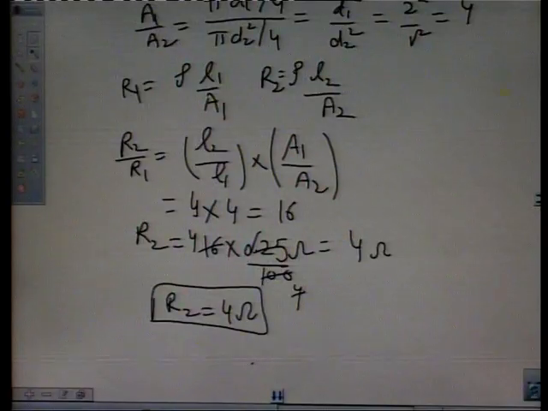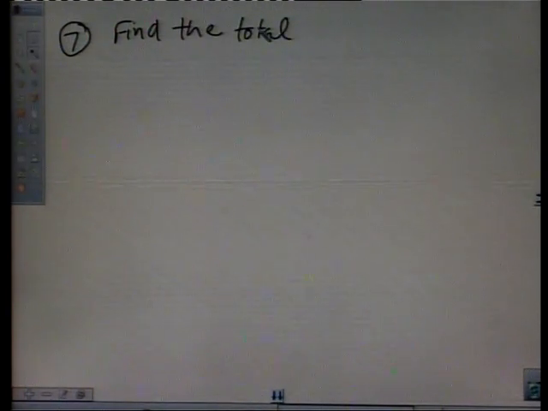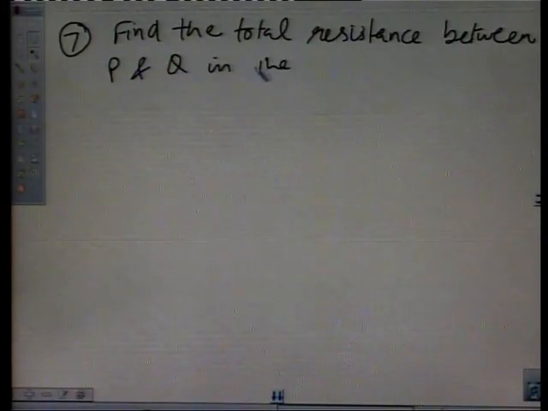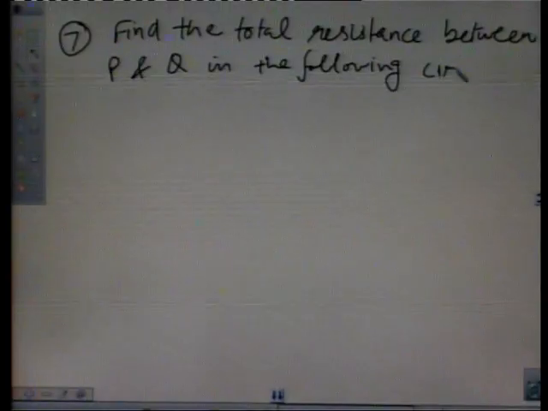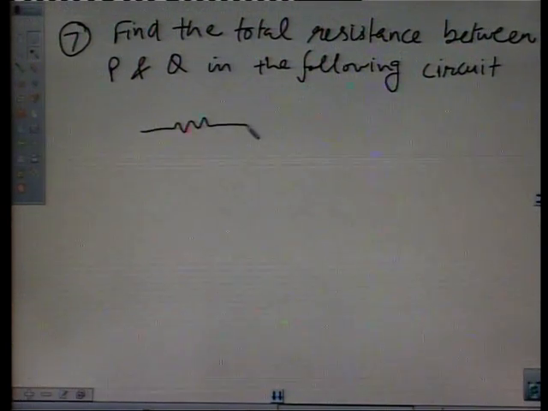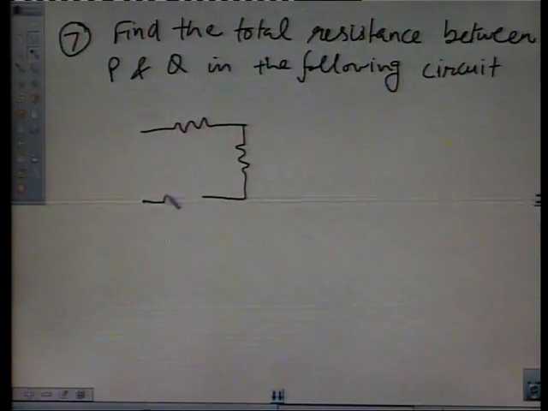Now we come to the next numerical, which is based on series and parallel combination. Find the total resistance between P and Q in the following circuit. So we are given a circuit which is this. This point is P and this is Q.